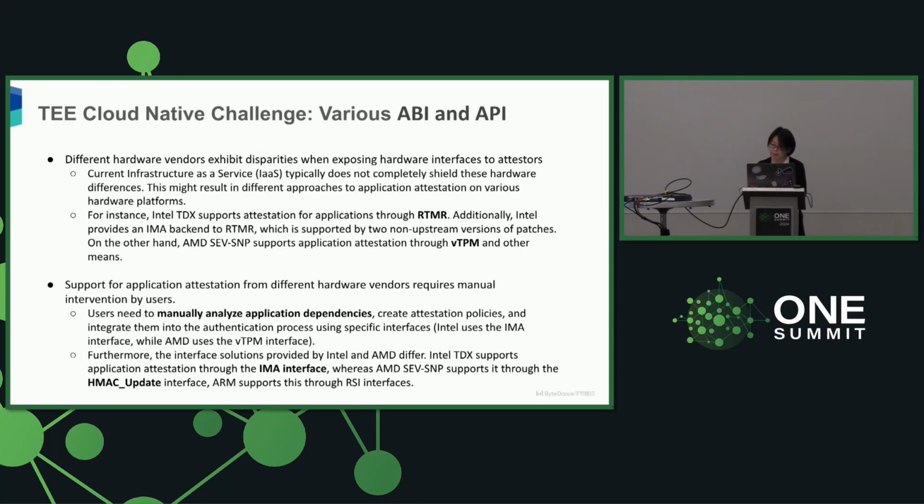And we also have various APIs to support the different user space level dependent attestation. For example, the interface solutions provided by Intel and AMD differ. The Intel TDX supports application attestation through the IMA interface, which is the integrity measurement architecture in the Linux security module. Whereas the AMD SEV-SNP supports it through the HMAC update interface. And ARM supports it through the RSI interfaces. Furthermore, the users need to manually analyze the application dependencies, create attestation policies, and integrate them into the authentication process through the specific interfaces.